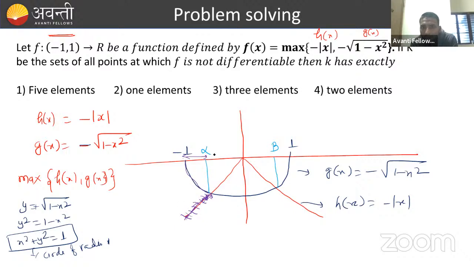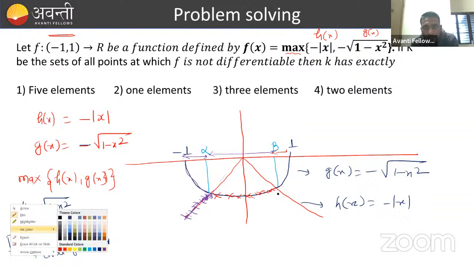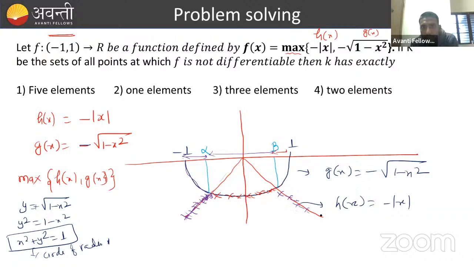Now from alpha to beta, here if you see, this mod function is maximum and this is minimum. So we have to delete the lower function, because now the circle graph is minimum, so we have to take the maximum. Now from beta to 1, again the circle graph is maximum and this graph is minimum. So I will take this one only. So those which we have removed, that is done.